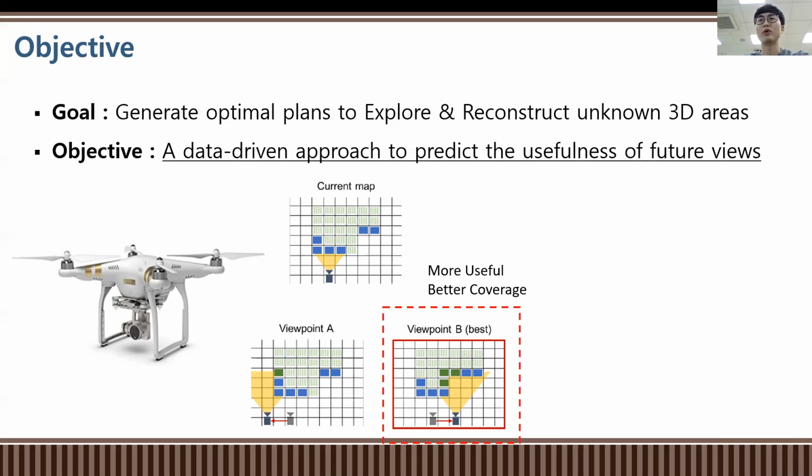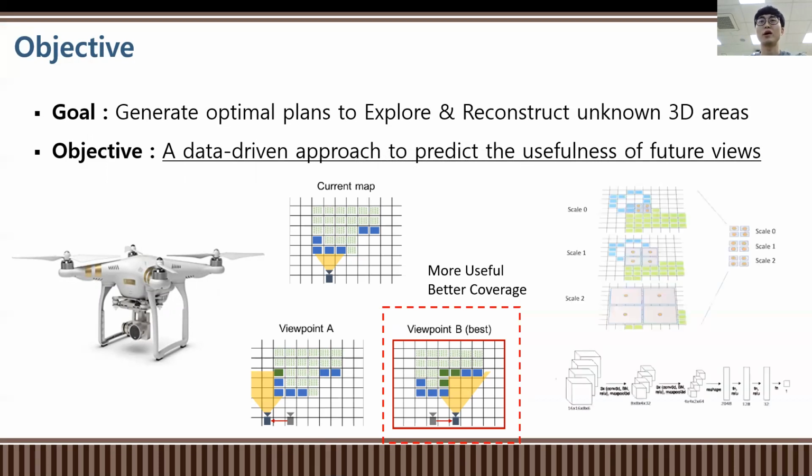This scoring of viewpoints is performed by the path planner's utility functions. Traditionally, these utility functions were handcrafted by the user, which made it difficult to incorporate prior information about the expected 3D geometry in some cases. Therefore, a 3D CNN model is used to devise a utility function that can predict the usefulness of next viewpoints based on the current occupancy map.